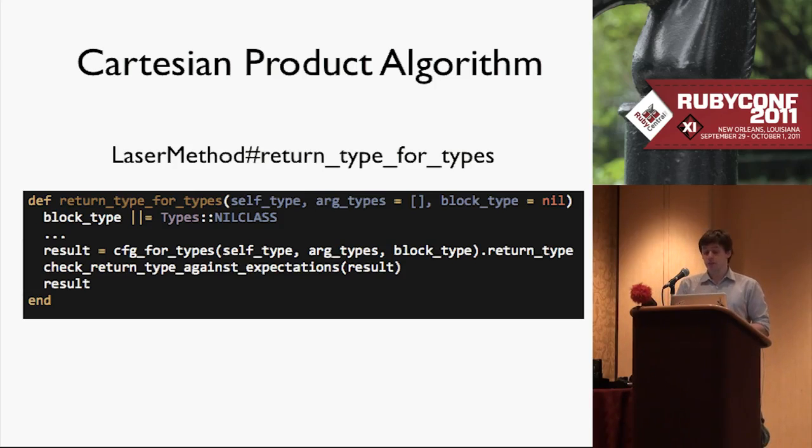But yeah, so you end up with this very nice way of expressing the question, Laser method, what is your return type for these types? What it does is it just goes and says, well, what's the control flow graph for those types? Give me that return type. And then it checks it against expectations and returns it.